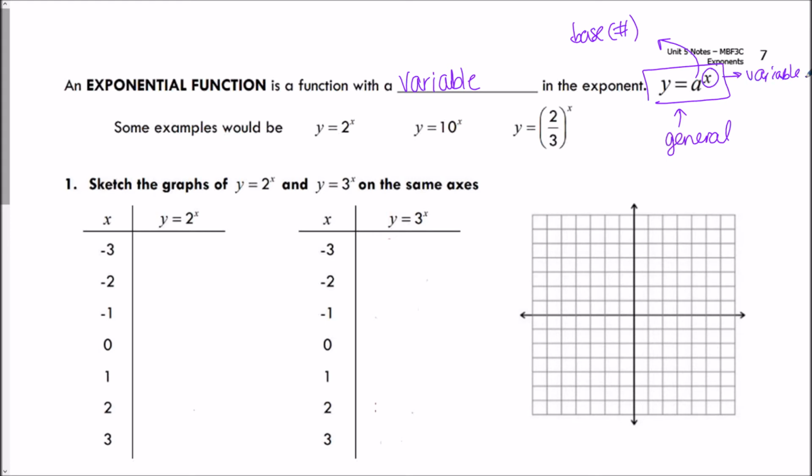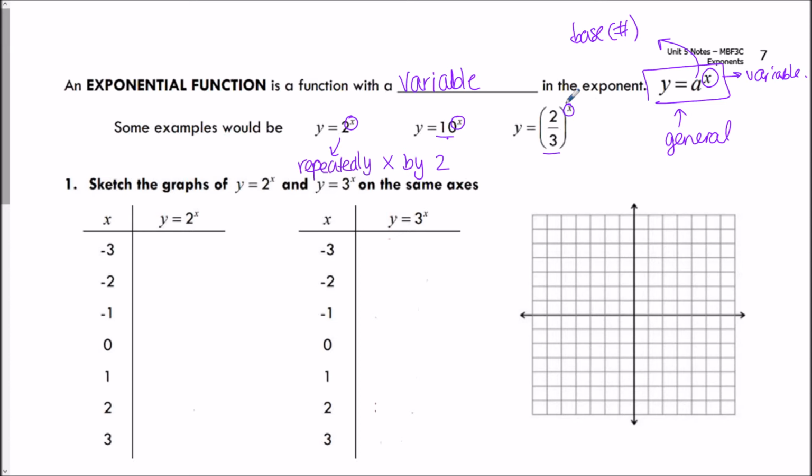Okay, so some examples would be y equals 2 to the power of x, and what this means is you are repeatedly multiplying by 2. Here, your base is 10, so it's y equals 10 to the power of x. You're repeatedly multiplying by 10. Here, you're repeatedly multiplying by 2/3. And if you notice, the x is always going to be in the exponent right here.